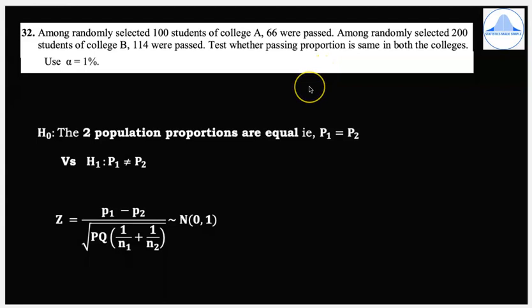32nd question. Among randomly selected 100 students of college A, 66 were passed. Among randomly selected 200 students of college B, 114 were passed. Test whether passing proportion is same in both the colleges. Use alpha equal to 1%. So we have two colleges, college A and college B, and the word proportion is used. So this question is based on test for equality of proportions.